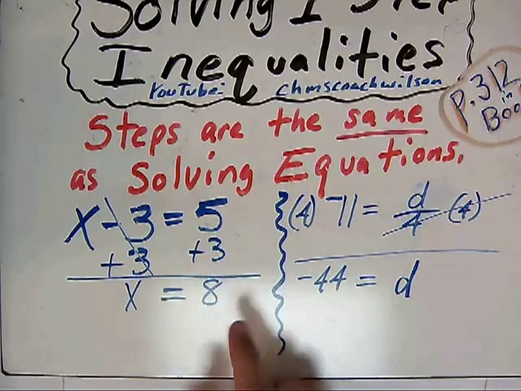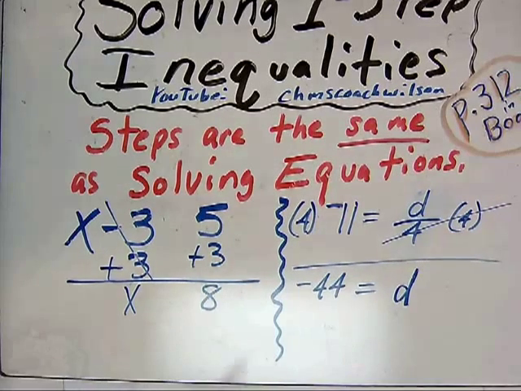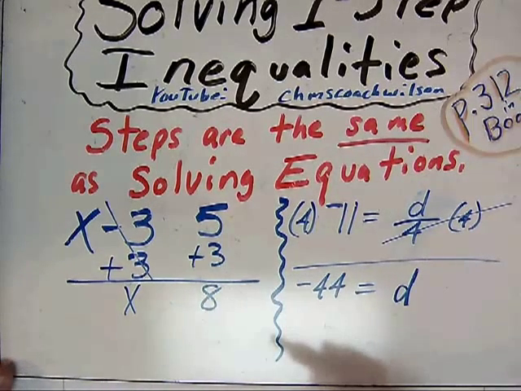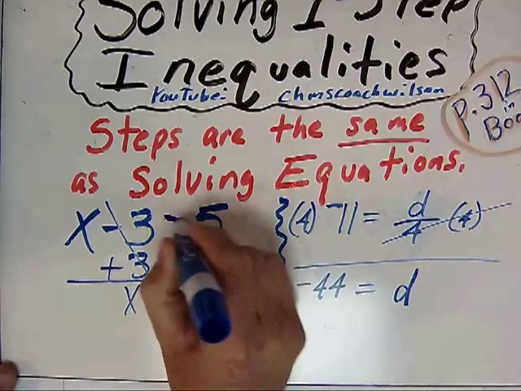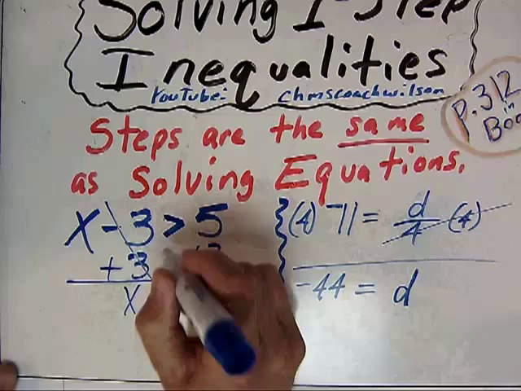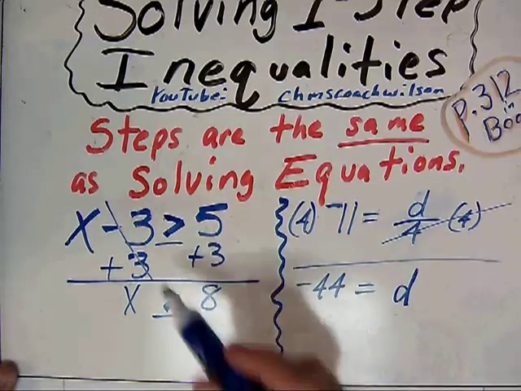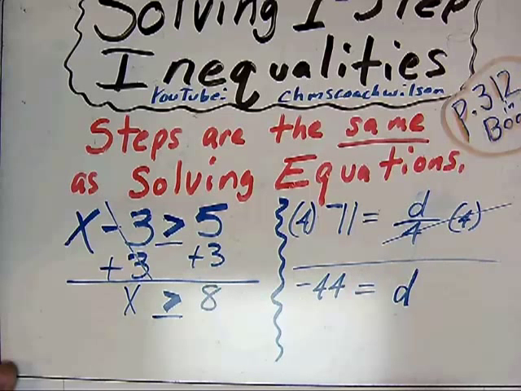Now, here's the only difference between this and equations. Instead of equals, we have, say, a greater than, or maybe a greater than or equal to. Everything else is the same. So the step is exactly the same. The only thing I change is I take out an equals and put in an inequality sign.